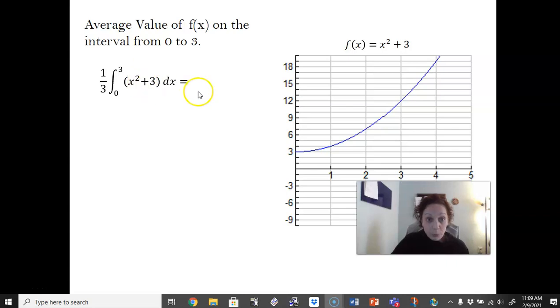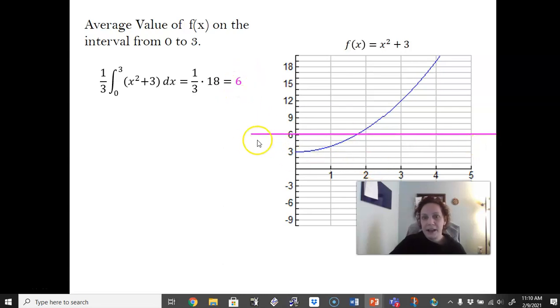Hopefully, you got that the integral is equal to 18. Right? This integral, when you evaluate it, is equal to 18. So my average value is 6. It's 1/3 of that. Okay. Now, did you do that integral on your calculator or did you do it by hand? I'm curious.